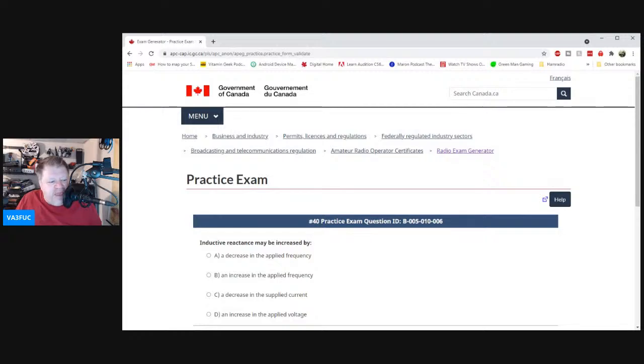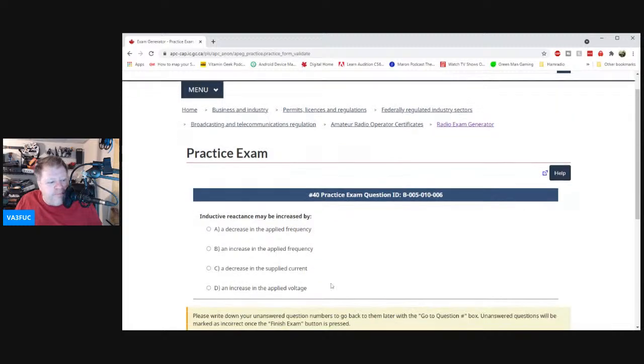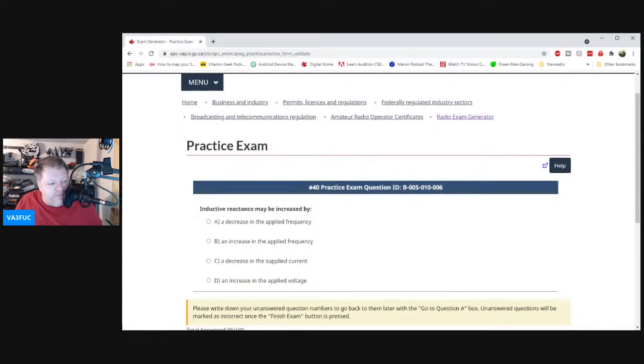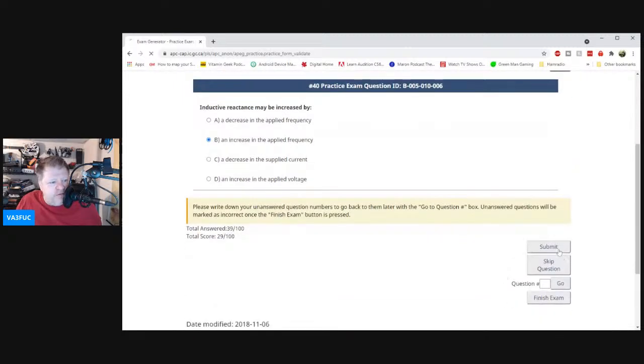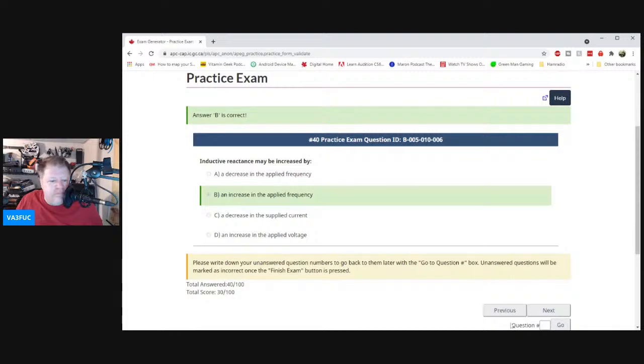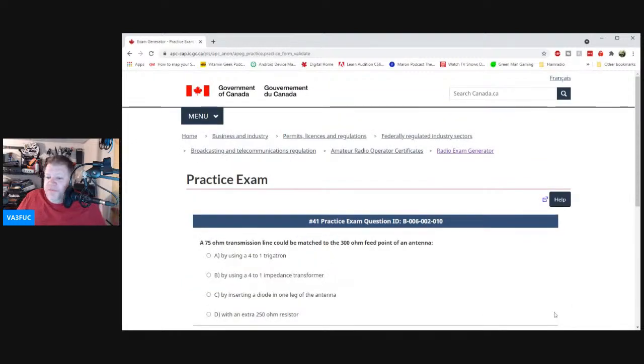Inductive reactance may be increased by a decrease in applied frequency, an increase in applied frequency, a decrease in supplied current, or an increase in applied voltage. Reactance. I believe that is an increase in applied frequency, if I remember correctly. That one I can't explain. It just kind of pops in my head, the answer for that one.